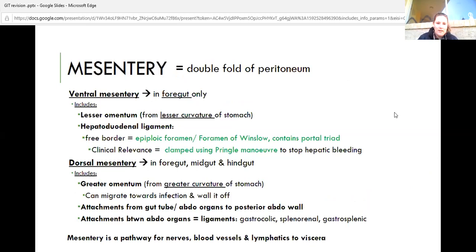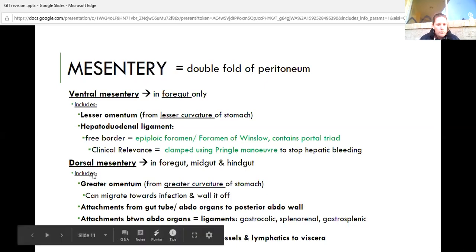And then the mesentery is a double fold of peritoneum. So ventral mesentery is just in the foregut, and the main examples are your lesser omentum, which is from the lesser curvature of the stomach, and your hepatoduodenal ligament, which is the free border of the lesser omentum. That's also where the epiploic foramen or the foramen of Winslow is, and that contains the portal triad. The clinical relevance is that it's manipulated in surgery, because you can clamp the portal triad to stop hepatic bleeding.